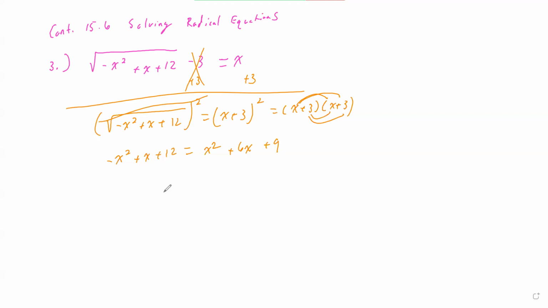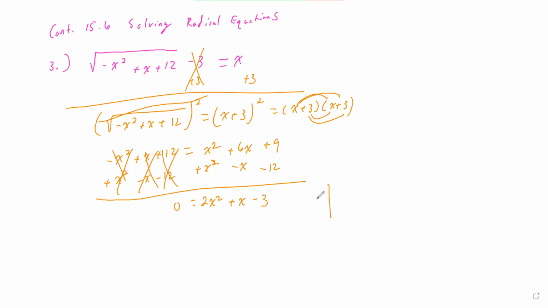Now I'm going to set this equal to 0 because it's a quadratic, so since this one's smaller, I'm going to move everything over to the right. So I'm going to add x squared. Subtract x, subtract 12. This gives me 0 equals 2x squared plus x minus 3.